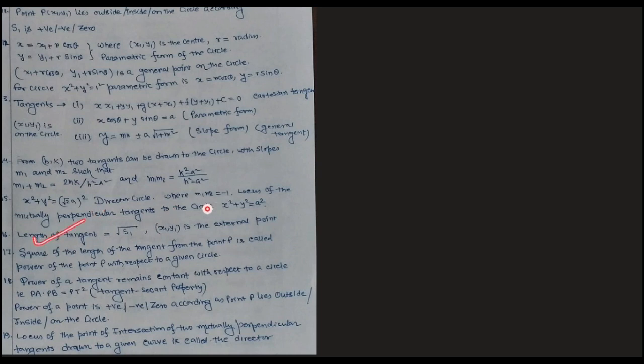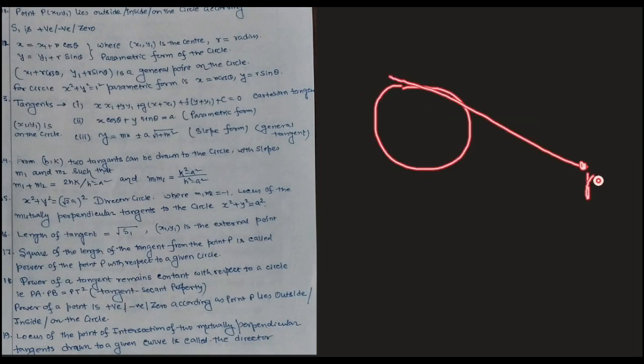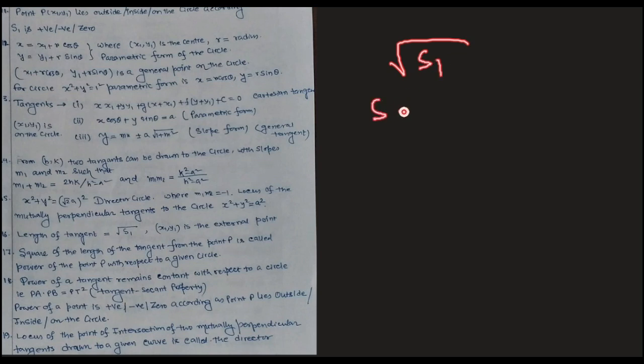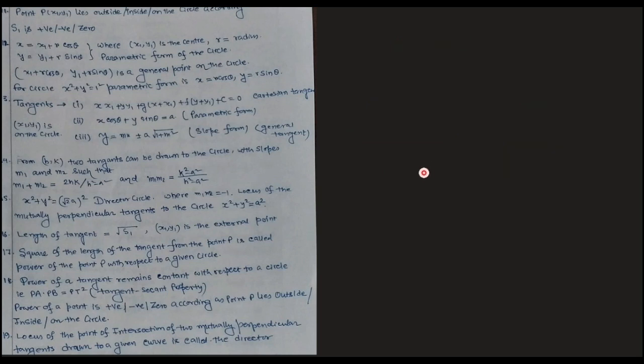Coming to 14, the length of the tangent means, if you have a circle and from an outside point you draw one tangent, suppose this point is p and this point is q, then this length from the outside point to where the tangent touches the circle, the length pq, is known as the length of the tangent. It is nothing but root over s1, where S is equal to x squared plus y squared minus a squared, and s1 is obtained by taking the coordinates of the outside point p, so root s1 will be the length of the tangent.